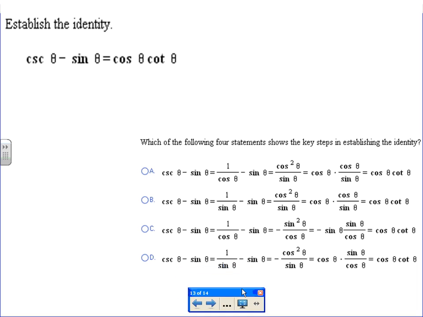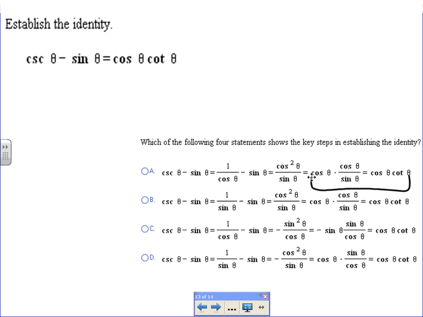Okay, last one finally. Now, on this one, again, let's go to our strategies and see if we can figure out, especially by eliminating some choices from the last step. In this one, they've got cosine of theta times cosine of theta over sine of theta equals cosine cotangent. Let's notice what they've done here. They've switched cosine of theta over sine of theta to cotangent of theta, and that is perfectly okay. Cosine over sine is cotangent. So choice A looks to be okay.